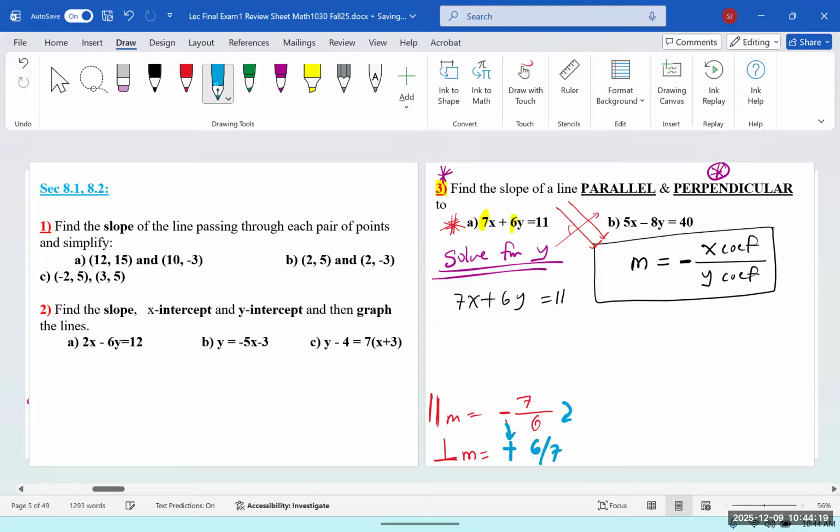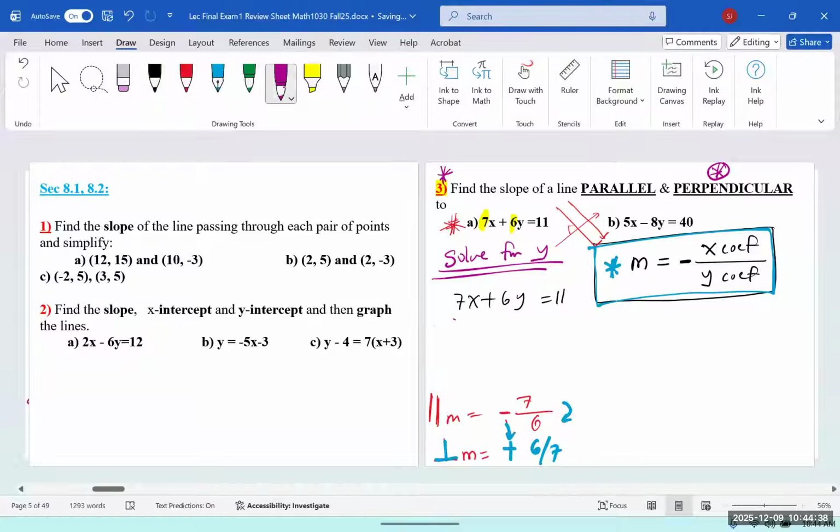So you get 6/7. This is the perpendicular slope. If you can remember the slope of the original line, you don't need to show any work. You just tell me this equation and then I'll give you points. But if you cannot remember, that means you have to solve for y.